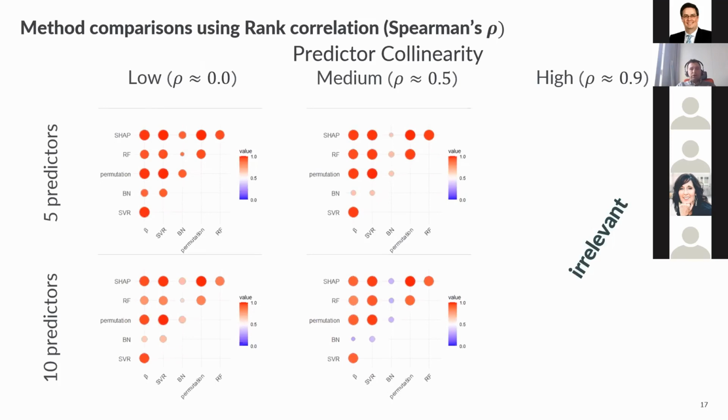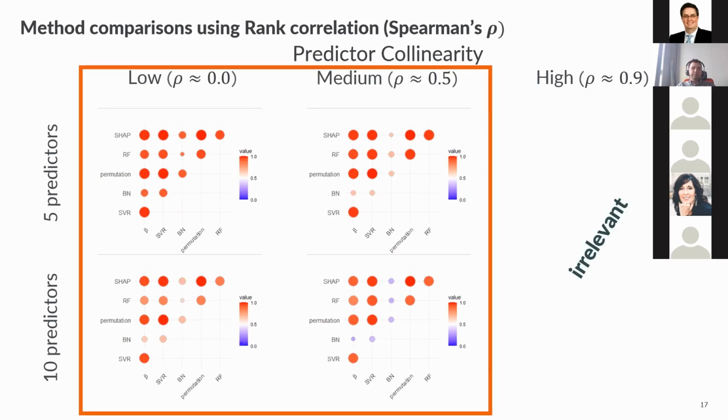This plot shows the visualization of rank correlation between tested methods for all 6 tested scenarios. For low and medium relationships between predictors, we can see that all methods except Bayesian network are quite strongly correlated. The ranking of the predictors returned by these approaches is similar.